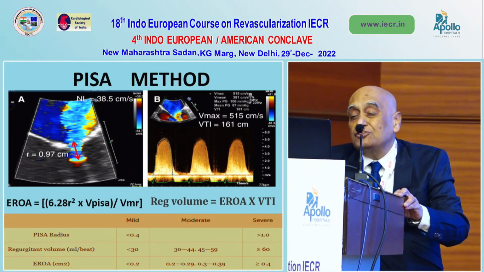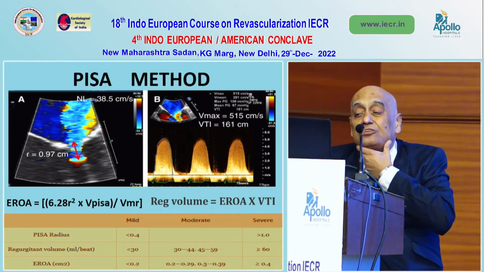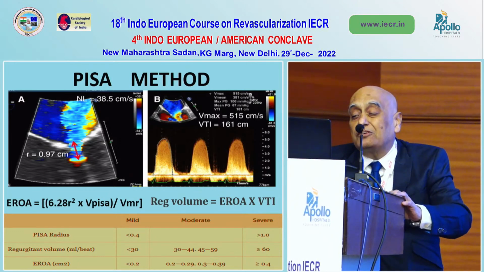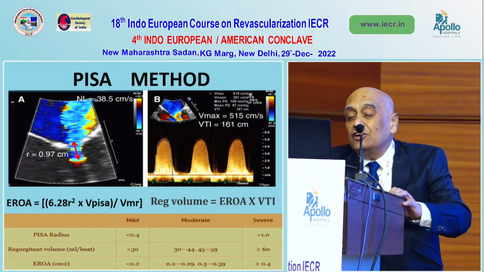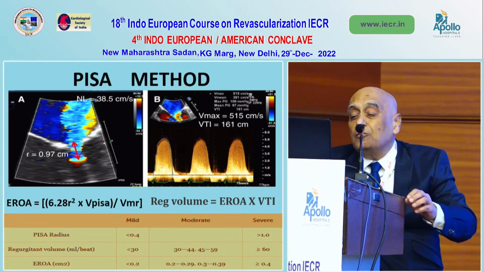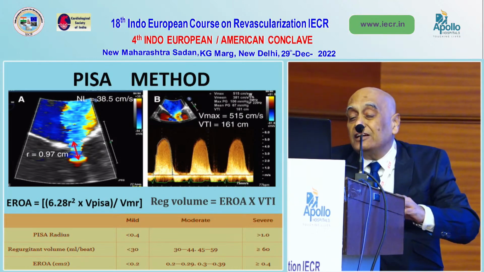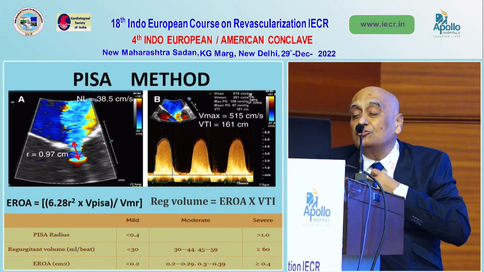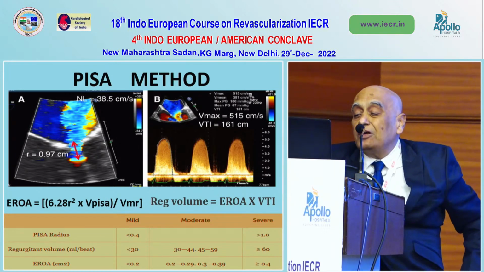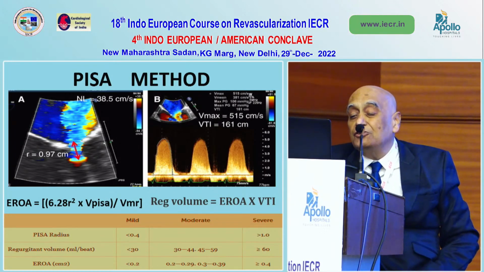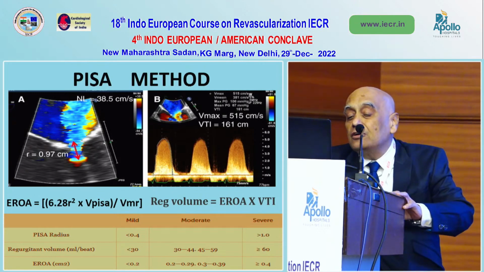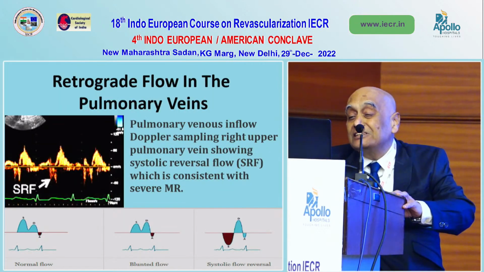The radius is 0.97 centimeters, and we are taking the mitral regurgitation Doppler spectral trace that is above the baseline, as you can see. Therefore you can use the formula 6.28 R squared into the first aliasing velocity of this PISA, divided by the peak velocity of the MR jet. That gives you the effective regurgitant orifice area, and if you multiply the effective regurgitant orifice area by the VTI, that gives you the regurgitant volume.